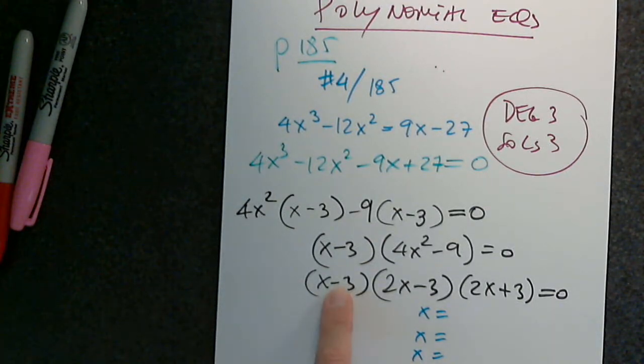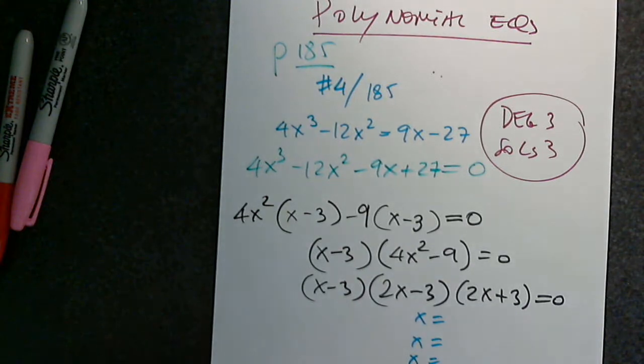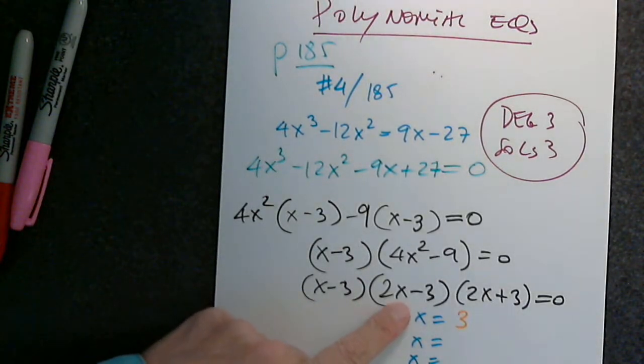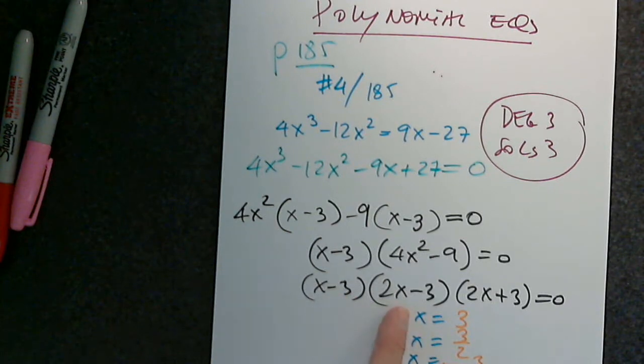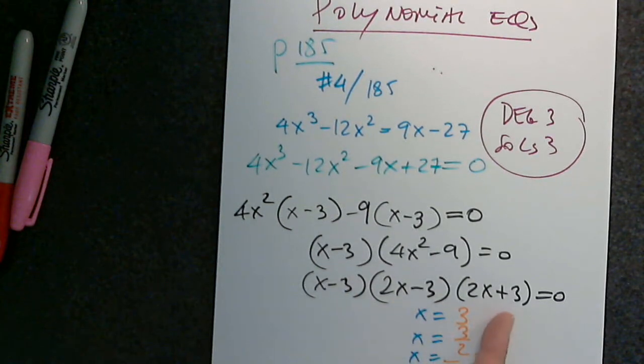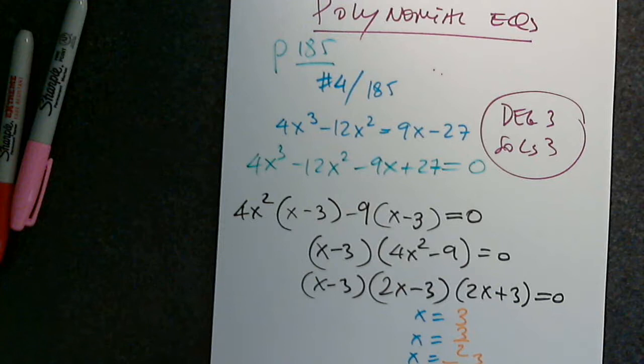The first solution will be excellent. Okay, so positive 3 over 2 and negative 3 over 2. So 3 is coming from the first factor, 3 over 2 from the second factor, negative 3 over 2 from the third factor. Are you with me?